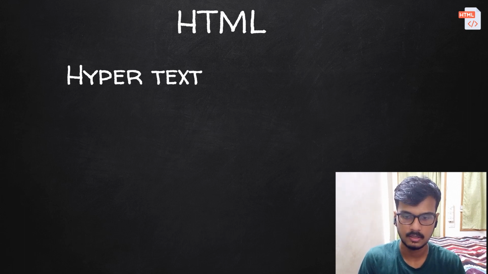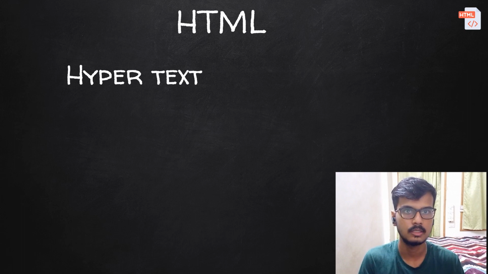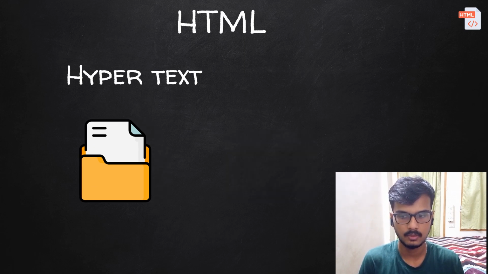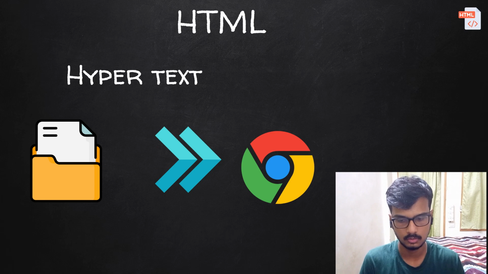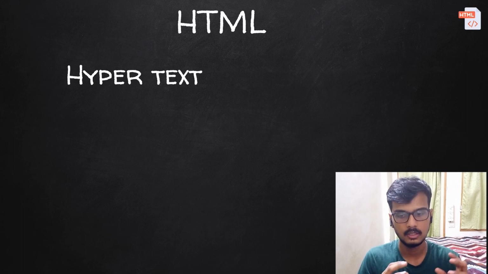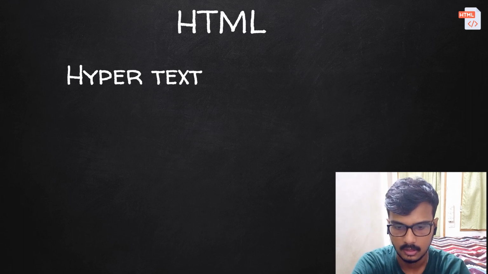In this context, in HTML, what hypertext actually means is that when you create a website, you do that coding in some documents, some folders, some set of files. Whenever you give these files to your web browser, the web browser will transform them into an actual website. So for the web browser, these files are hypertext. That's the reason why it is called hypertext markup language.